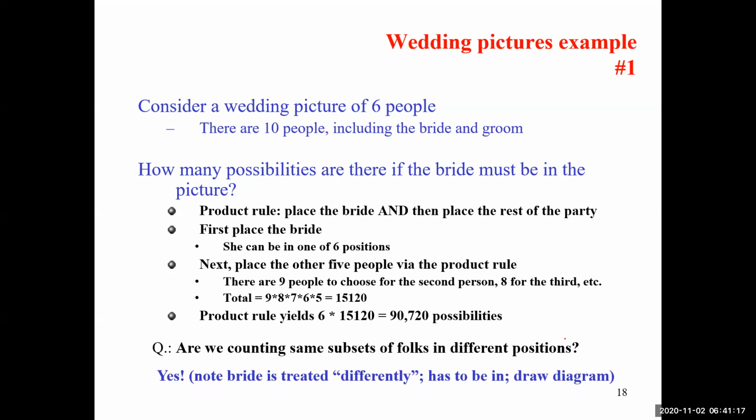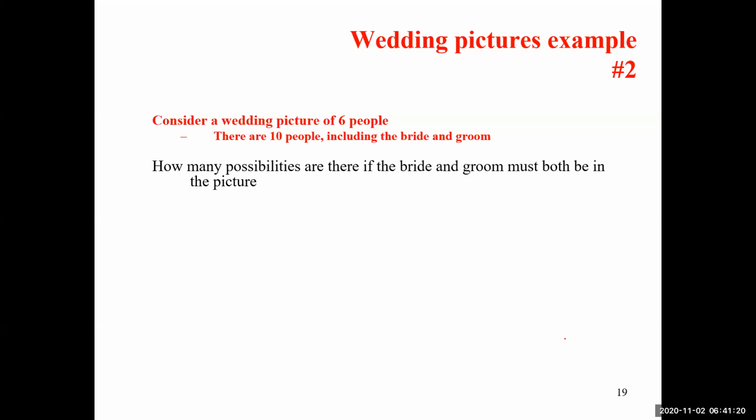Let's go to the next. How many possibilities are there if the bride and groom must both be in the picture? Now, the bride and groom can take any one position out of the 6 positions. Let us say the bride takes the first position, then the bride can take the position in 6 ways. Then there are 5 positions left. So the groom can take the positions in 5 ways. If we do vice versa also, if we start with the groom, then the groom can take 6 positions.